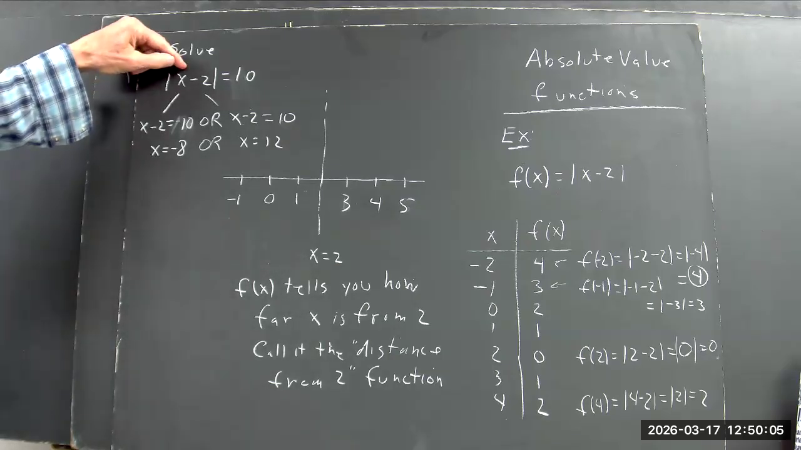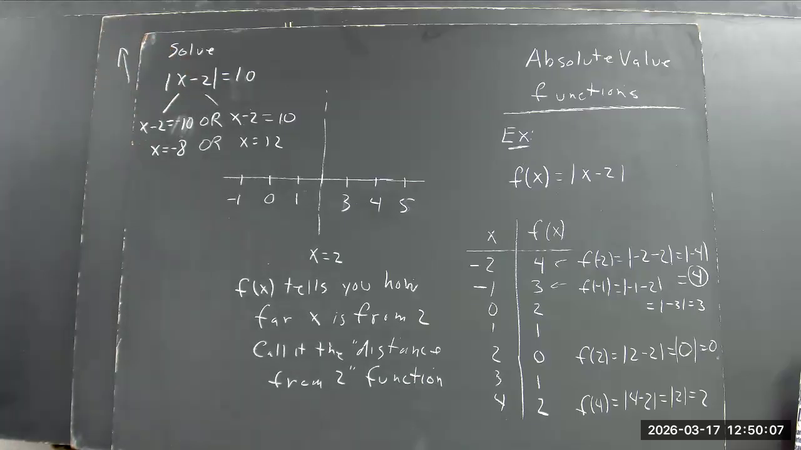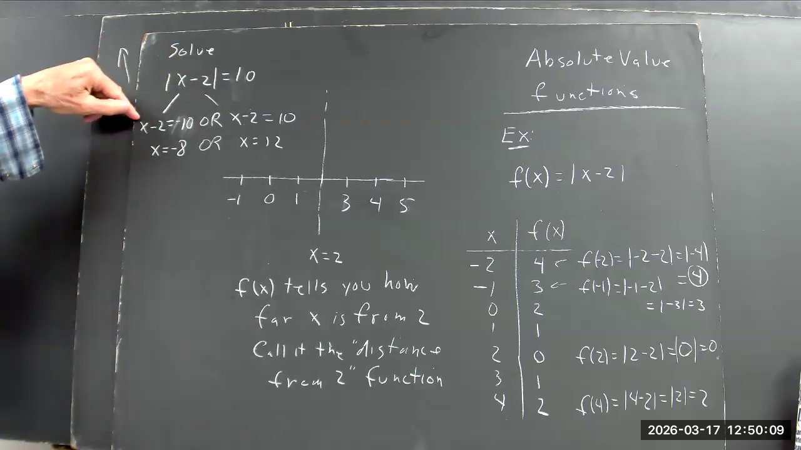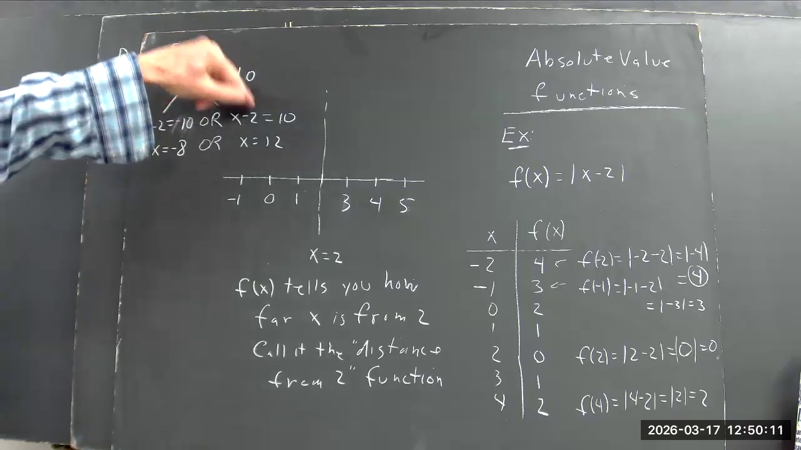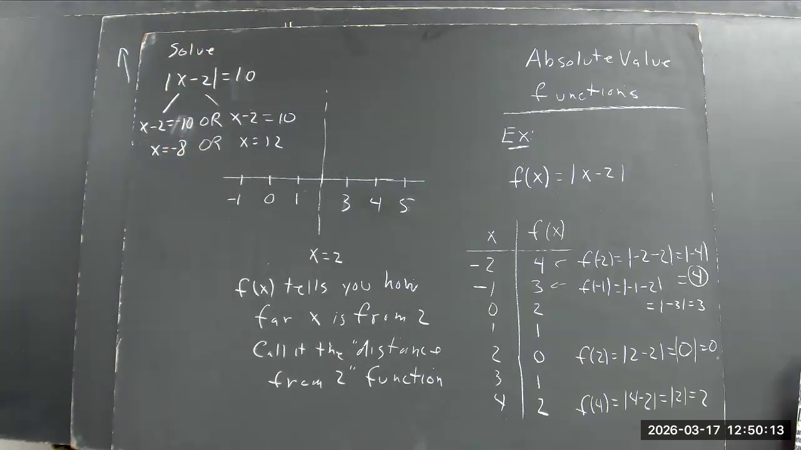Anytime you solve an absolute value equation, it's going to look like this. And you want it to look like this. It's going to be this, or it's going to be this. Okay?